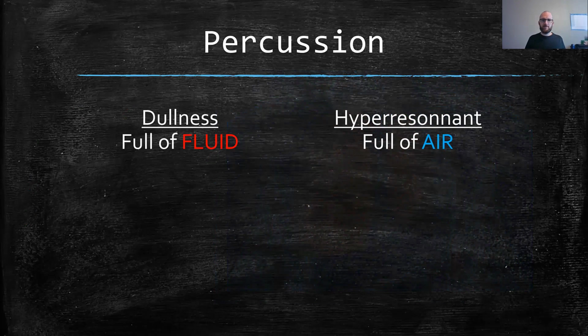So percussion. Dullness is telling us that that side of the chest is full of fluid. And in trauma, most of the time, we're assuming that that fluid is blood. Hyperresonant means it's full of air, it's hollow.